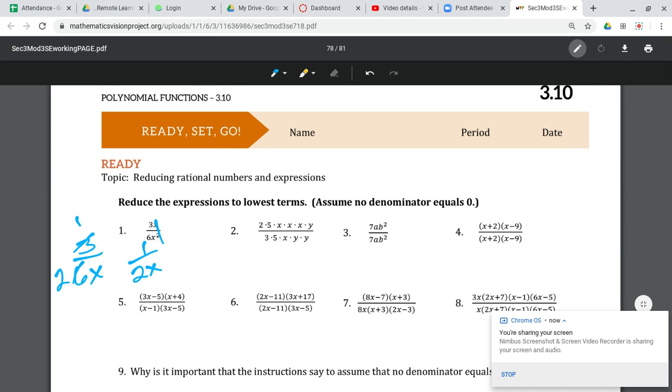Now, if we look at number 5, we have 3x minus 5 times x plus 4 over x minus 1 times 3x minus 5. We've got that 3x minus 5 and the 3x minus 5. One in the numerator, one in the denominator, they cancel. So our answer is just x plus 4 over x minus 1. That's what you're looking at doing for this section.